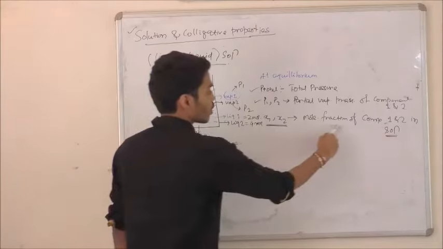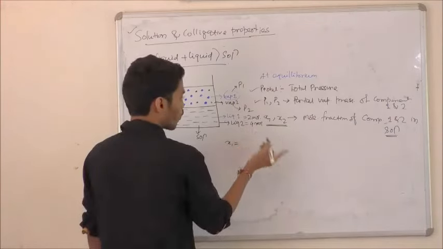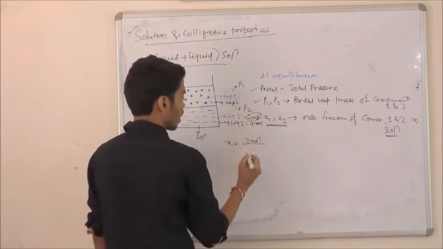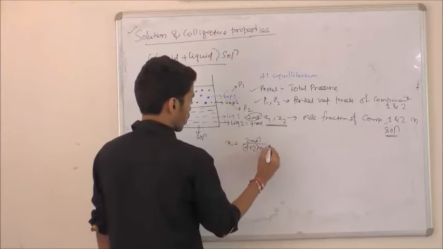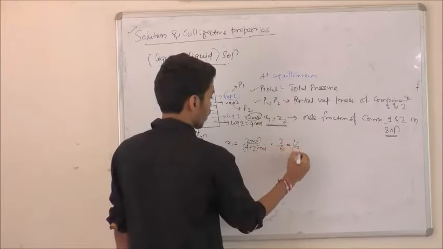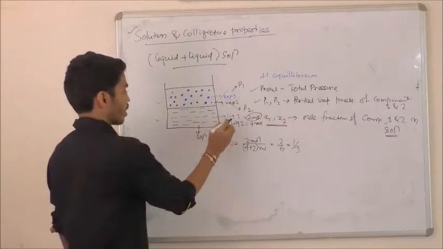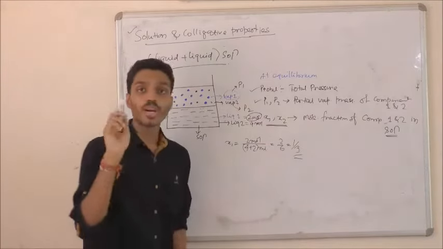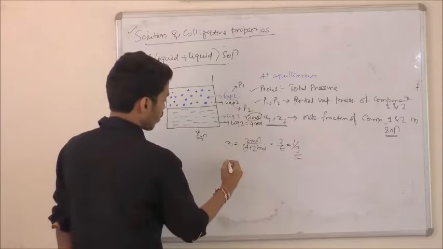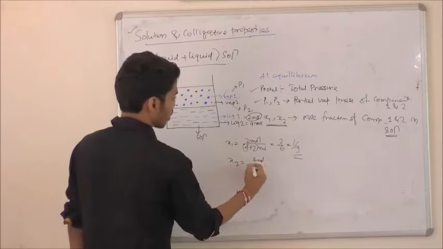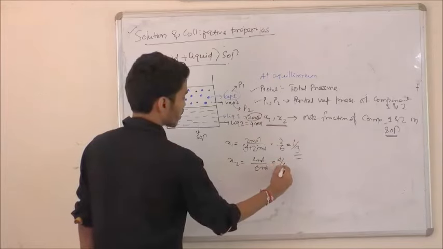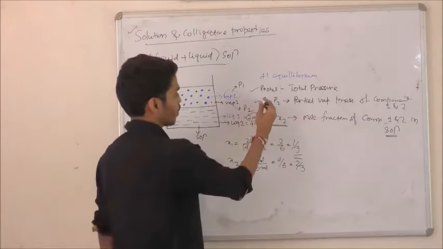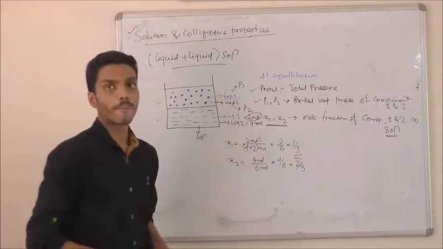Now what is x1? x1 is mole fraction of component 1 in solution. Component 1 is present in 2 mole, so 2 mole divided by total moles, 4 plus 2 mole, that equals 2 by 6, that equals 1 by 3. So mole fraction of component 1 or liquid 1 in this solution is 1 by 3, and mole fraction of component 2 in this solution is how much? 4 mole divided by 6 mole, that equals 4 by 6, that equals 2 by 3. So here you understand all the terms, what is P1, P2, x1, x2 and P total.